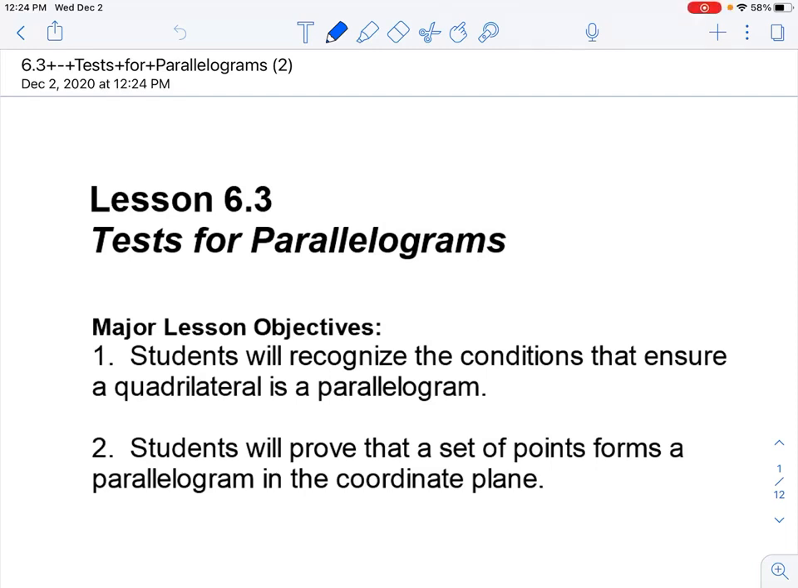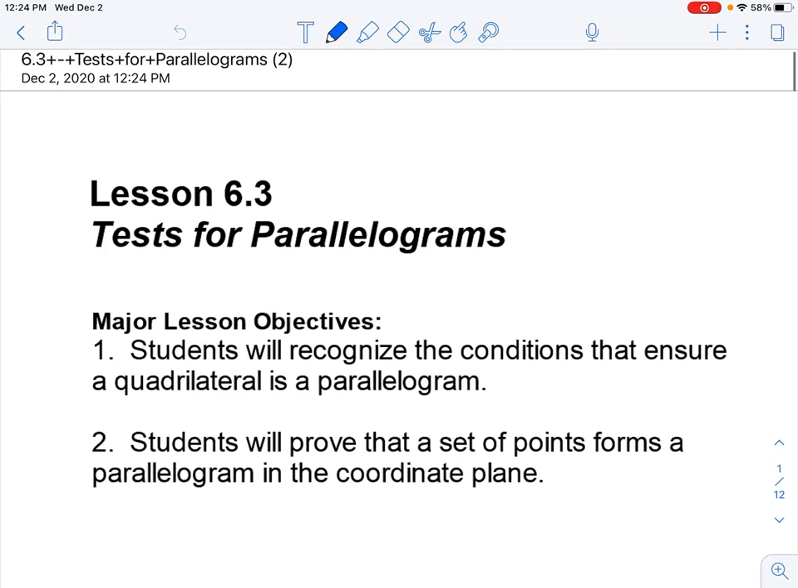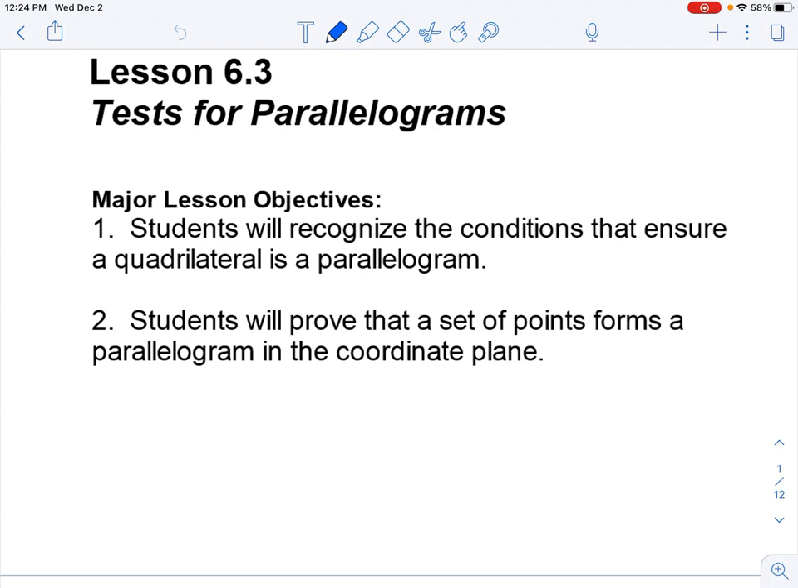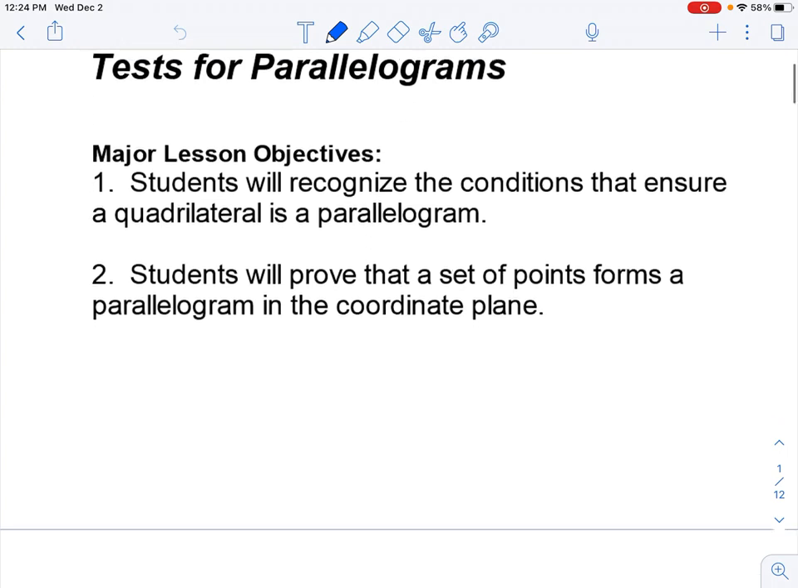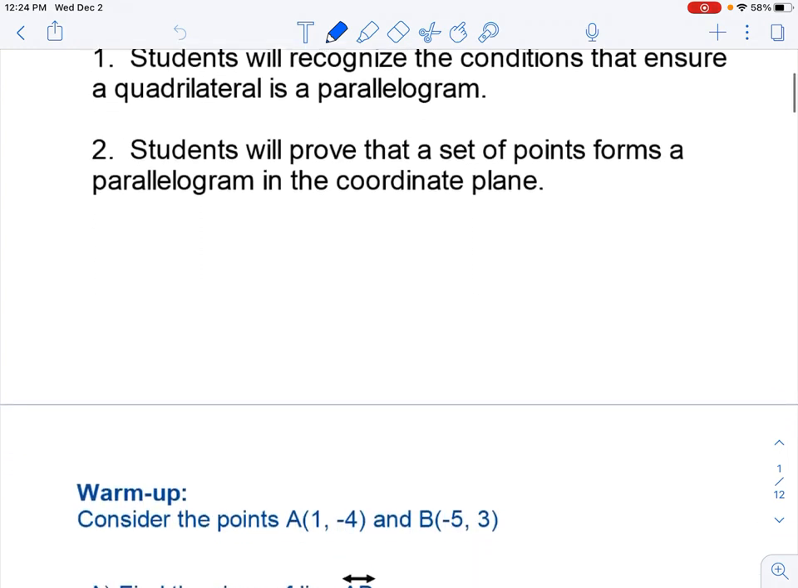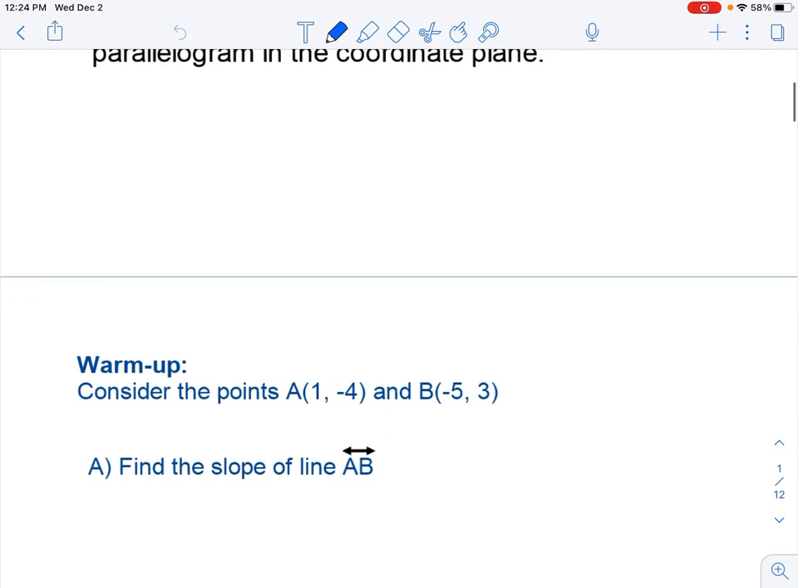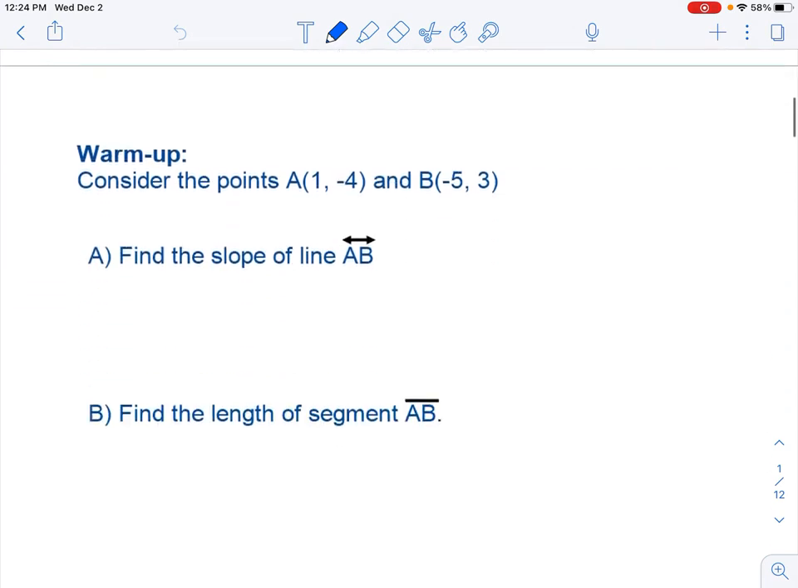Hello all, today we are covering both parts 6.3a and 6.3b for tests for polygons. You will be able to recognize the conditions that ensure a quadrilateral is a parallelogram and prove that a set of points forms a parallelogram in the coordinate plane. So we have this warm-up. We will need it mostly for the second part, finding the slope and finding the distance between two points.